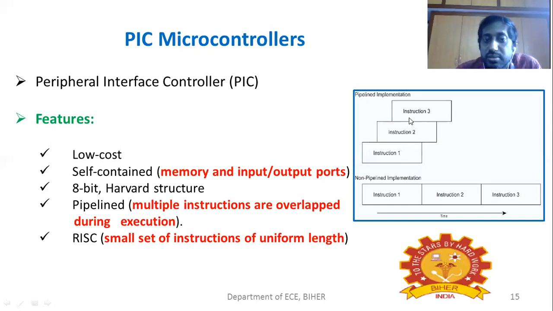Here you can see multiple instructions are overlapped: instruction 1, instruction 2, and instruction 3. Four processes are there: fetch, decoding, execution, and write back. While decoding the second instruction, instruction number 3 can be fetched. So multiple instructions are overlapped. This is the major advantage of a pipelined implementation. Your PIC microcontrollers follow a pipelined implementation. So it can reduce the time of execution, and it is suitable for real time applications.